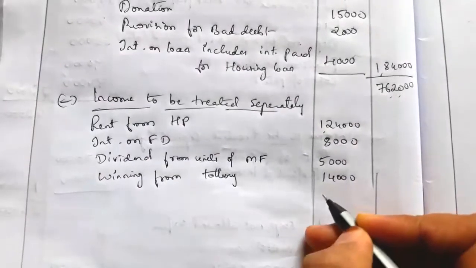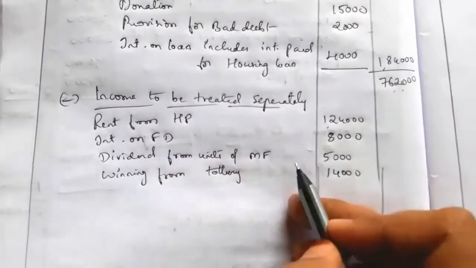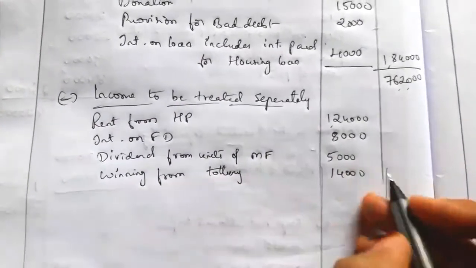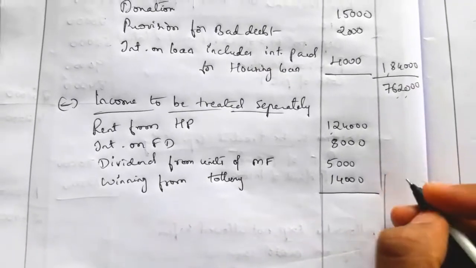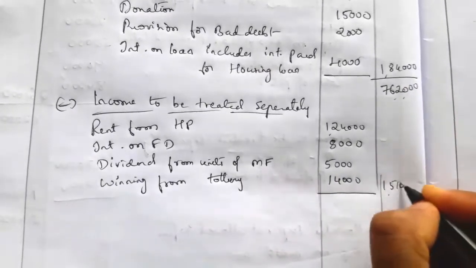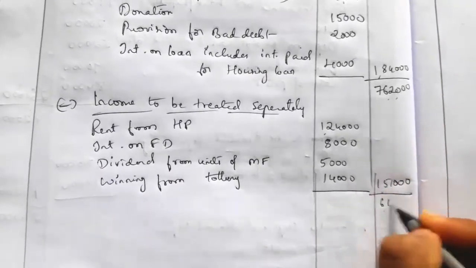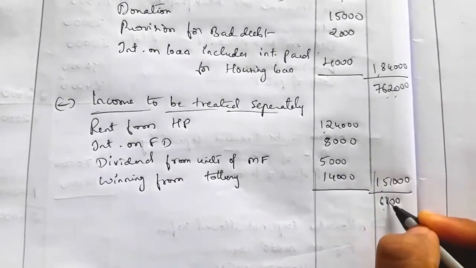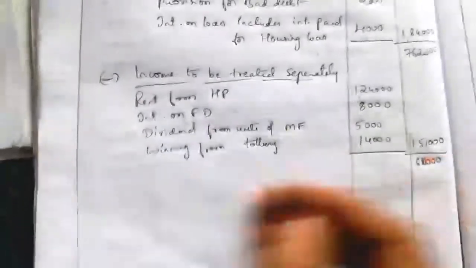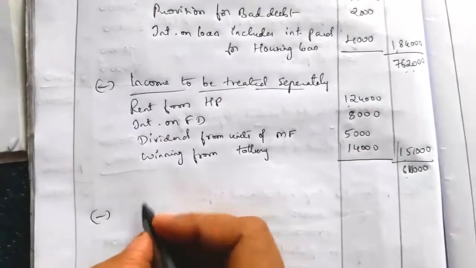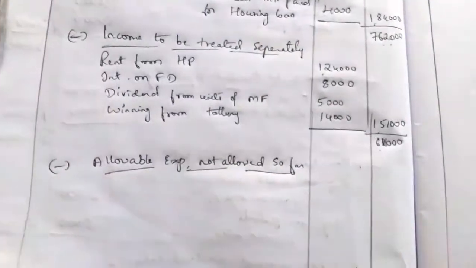So the total rent from house property 1,24,000, interest on FD 8,000, dividend from unit of mutual fund 5,000, winning from lottery 14,000. So the total is 1,51,000. If you deduct, the value is 6,11,000. So next we have to deduct allowable expenses not allowed so far.